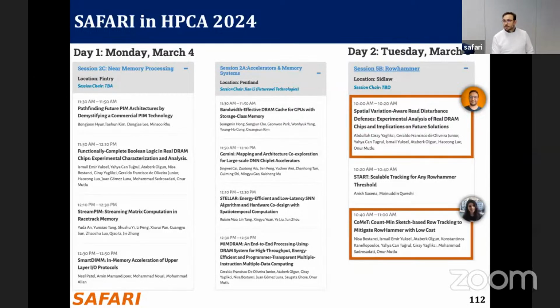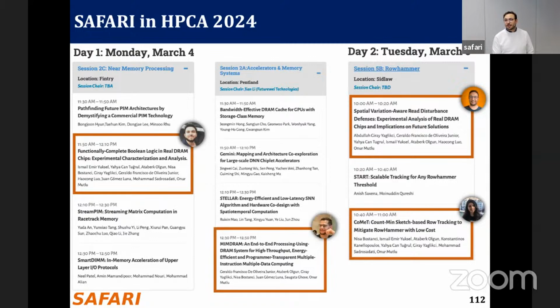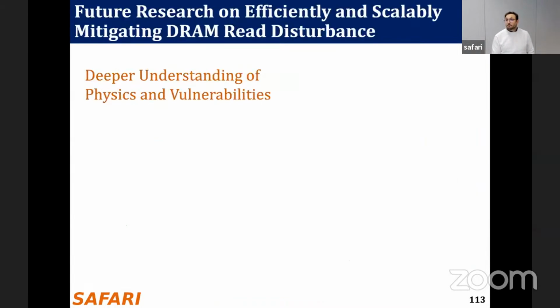And in the same session, we have another paper called CoMeT from Nisa. I think she's online now. She's proposing a very promising RowHammer mitigation mechanism that Ismail was trying to foreshadow in the earlier discussion. And we also have 2 other papers, one from Ismail in the near memory processing session in 2C, and another one from Geraldo that's really interesting as well in accelerators and memory systems. So we're expecting to have a lot of interaction in that conference. We hope that.